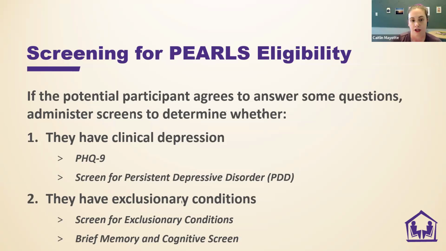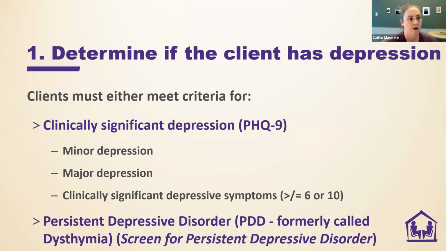Once it's determined whether or not they have depression or persistent depressive disorder, then they need to do the exclusionary conditions, which we'll get into in a little more detail, and then the brief memory and cognitive screening. First, they need to determine if the client has depression. It needs to be clinically significant, which means minor depression, major depression, or clinically significant depression symptoms, which would be the persistent depressive disorder.